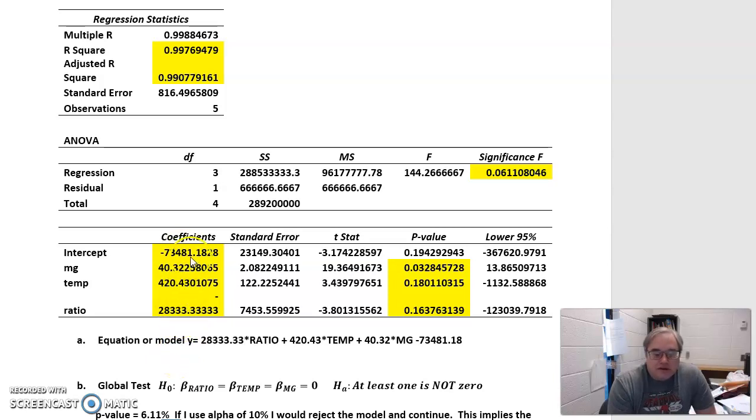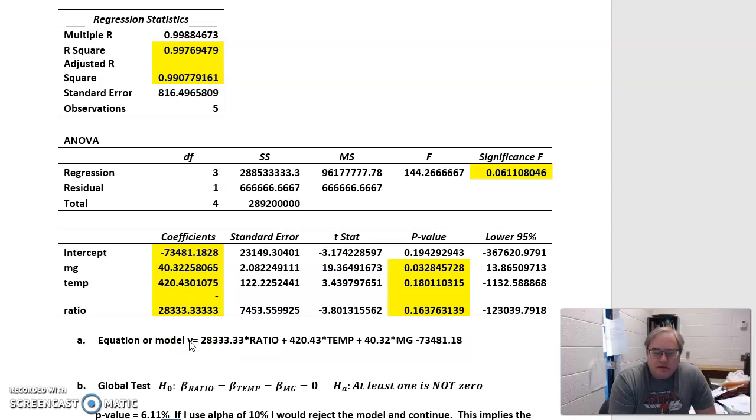These are the coefficients of the variables. So the word ratio is going to be a variable. I just made it capital so it's easier to see. But I would take this times ratio plus this times temp plus this times mg. I'm just going 2 decimal places. Minus, because it's negative here, the intercept. You have to remember to put that on. So that is my equation. That is predicting y. Y would represent cost.